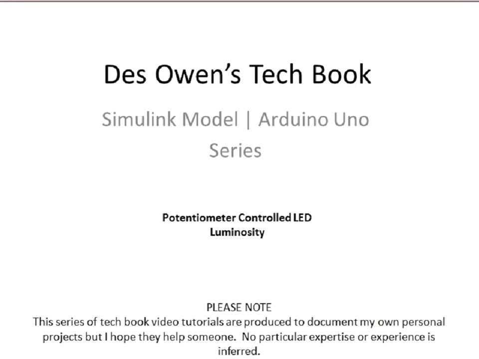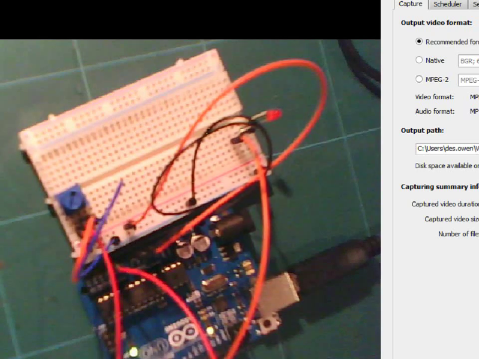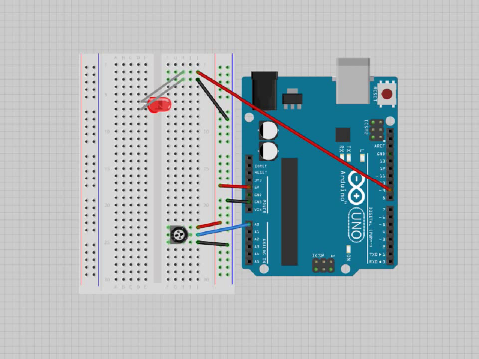So the Arduino board is connected as per the diagram, which you'll see shortly, and which you can pause and then look at in detail. But the potentiometer is here, the LED is here, the wiring, as you'll see shortly, looks like this.